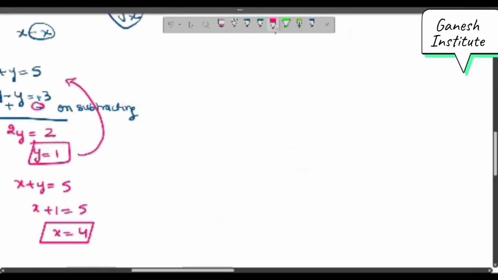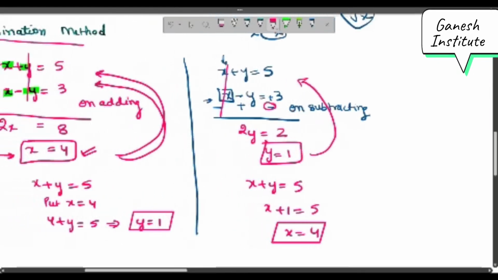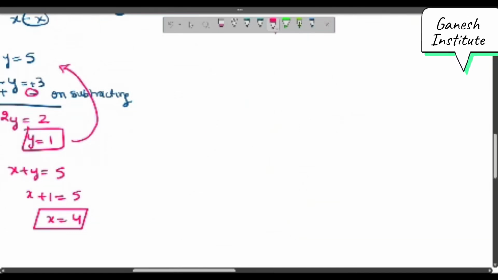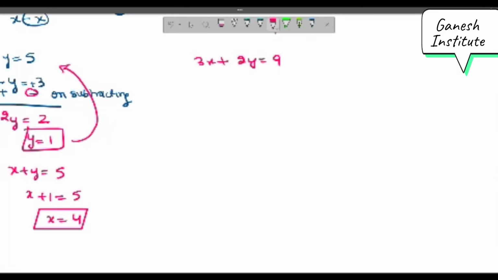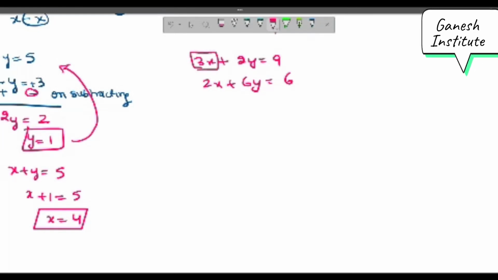Great. Now, this time the variables had coefficient 1, so it was pretty simple. What if I have something like this? 3x plus 2y equals 9 and 2x plus 6y equals 6. In that case, again, the criterion is the same: you need to make at least one of the variables have equal coefficients. So for instance, this is 3x, this is 2x. I need to make them the same if I want to eliminate x.